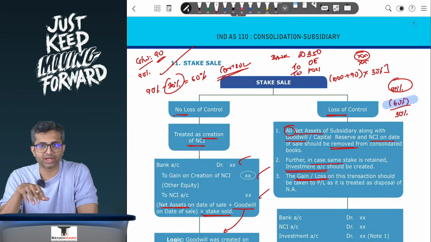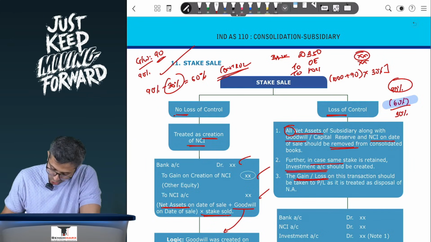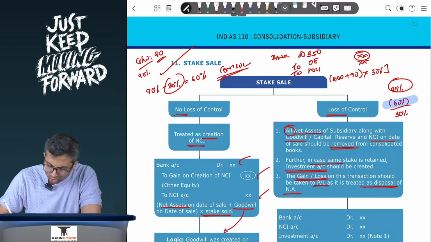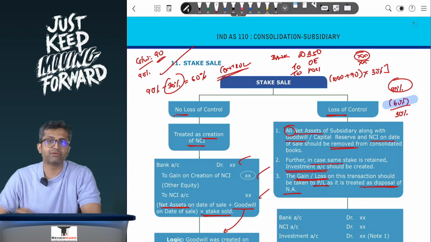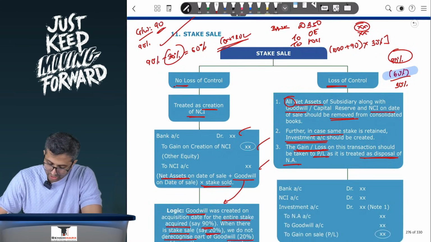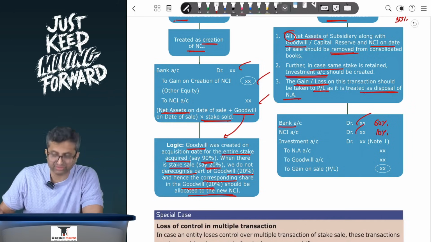And if it is a sale of asset, it will be taken directly to the profit and loss. So over here, it should be taken to the P&L, as it is treated as a disposal of the net asset transaction. So when we are looking at this case, you will have investments. We will say bank account debit with whatever is the sale proceeds for the 60% stake. NCI account debit in my books, 10% of whatever the net assets etc. was there, I will remove, and I will bring in investment.